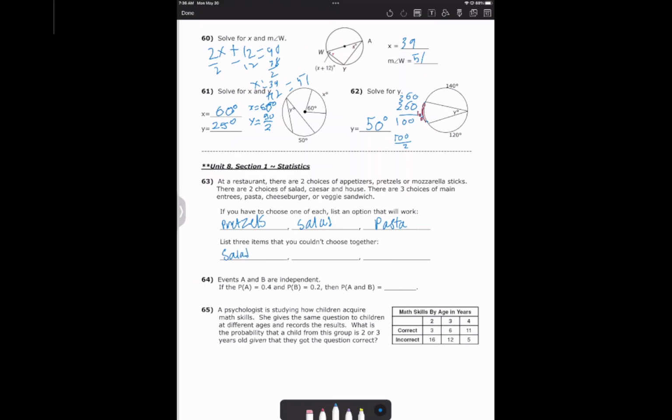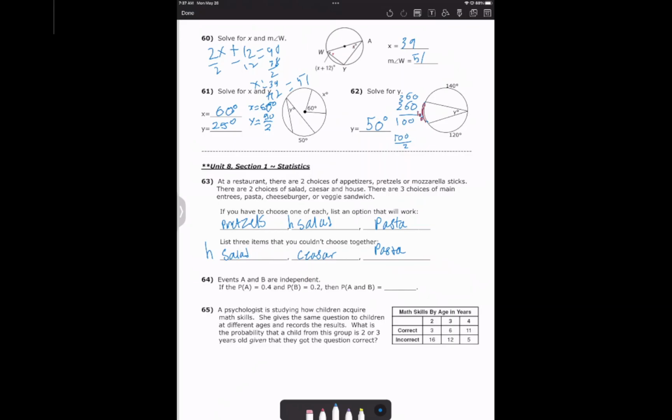Now, listing 3 items that don't work, well, you can't pick 2 from the same choices. You can't have a house and a Caesar salad. You can't have pretzels and mozzarella. You can't have pasta and a cheeseburger. Okay? So salad, Caesar, should be house, right? Yeah. House salad, Caesar, and pasta. Yeah, you can't do that because you can't have 2 salads. That's it. That's as easy as that is.